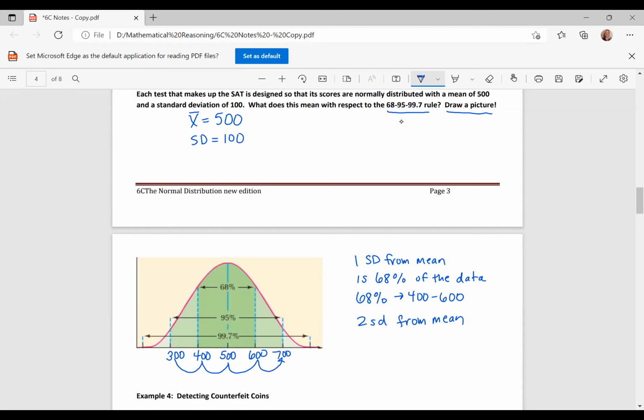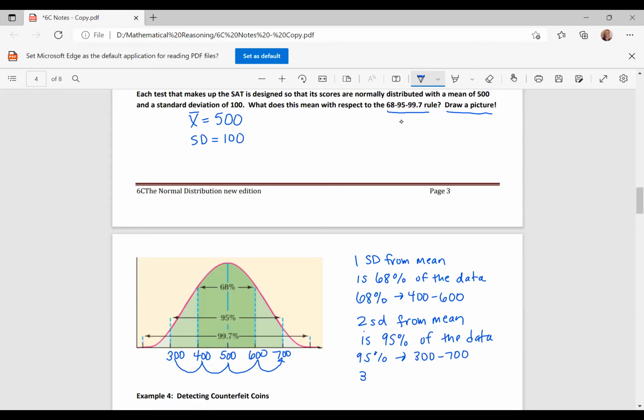In this problem, 2 standard deviations, we're using the 68, 95, 99.7 rule. So 2 standard deviations is 95% of the data. In this problem, what that means is 95% of the people taking the test scored between 300 and 700. So almost everybody got a score from 300 to 700.